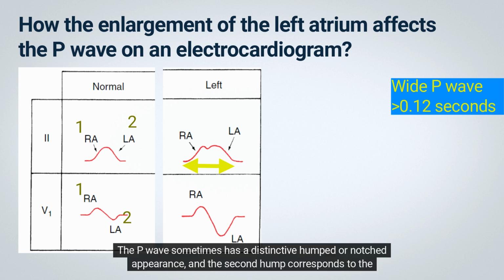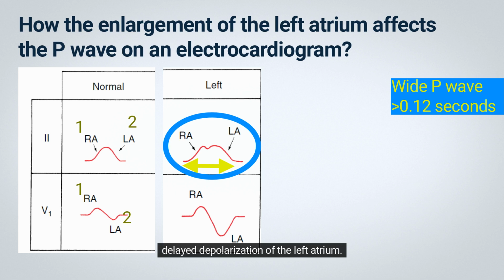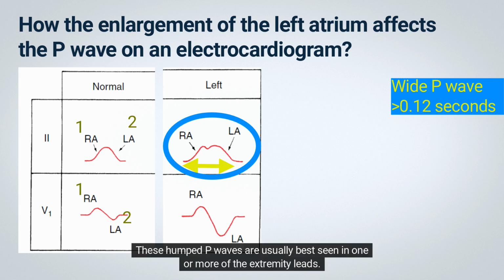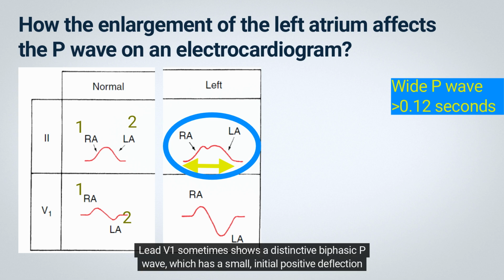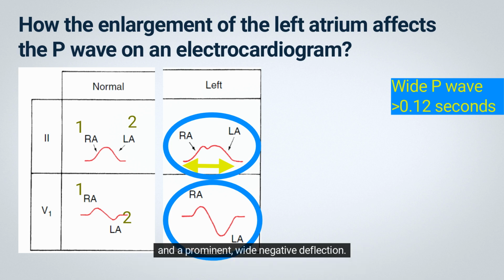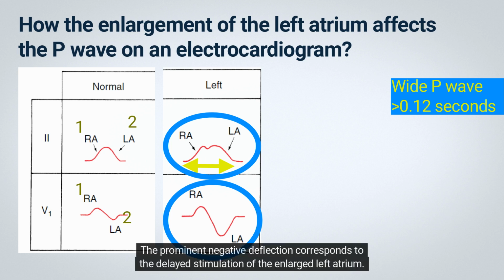The P-wave sometimes has a distinctive humped or notched appearance, and the second hump corresponds to the delayed depolarization of the left atrium. These humped P-waves are usually best seen in one or more of the extremity leads. Lead V1 sometimes shows a distinctive biphasic P-wave, which has a small initial positive deflection and a prominent, wide negative deflection. The prominent negative deflection corresponds to the delayed stimulation of the enlarged left atrium.